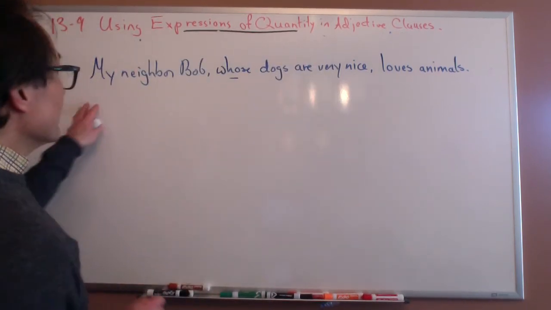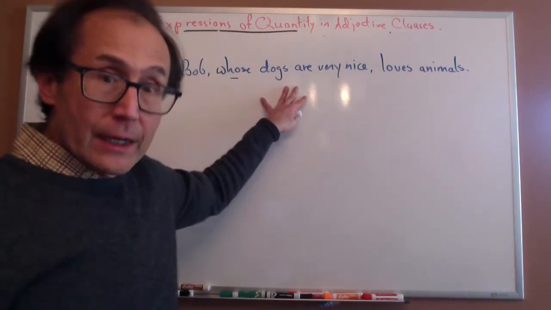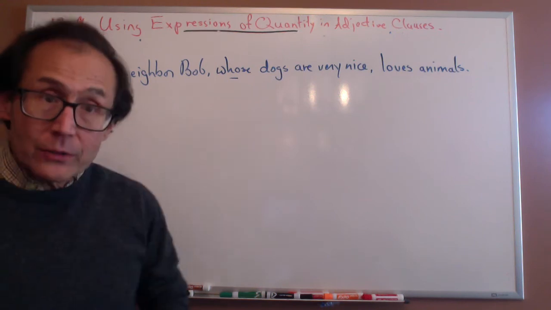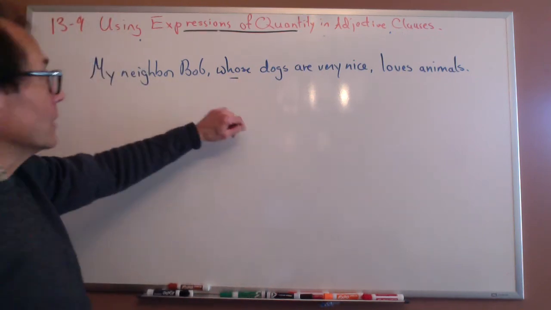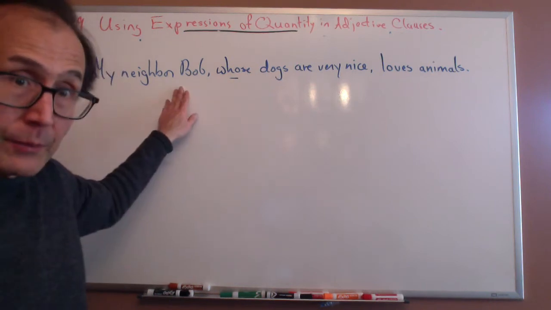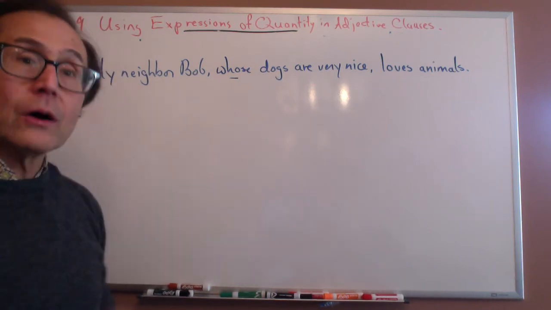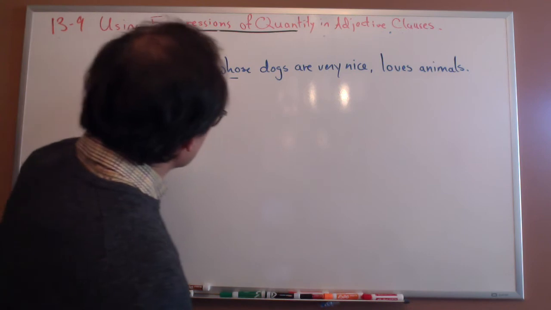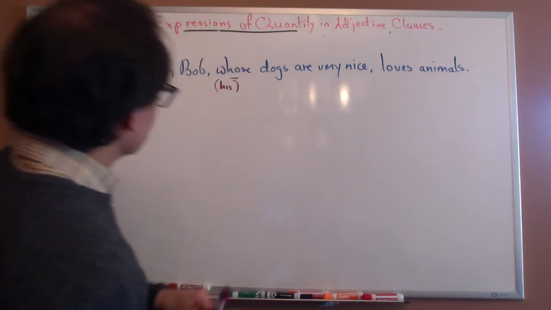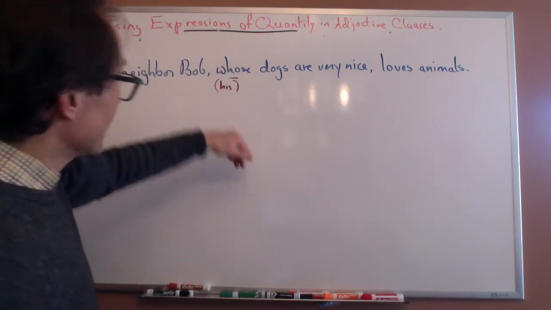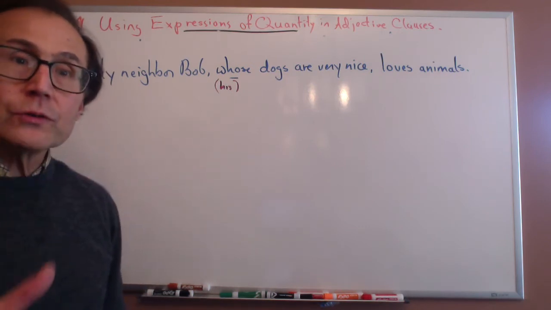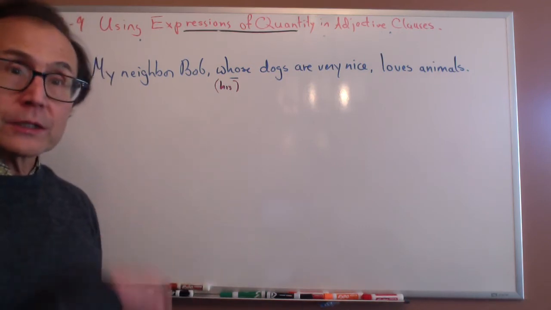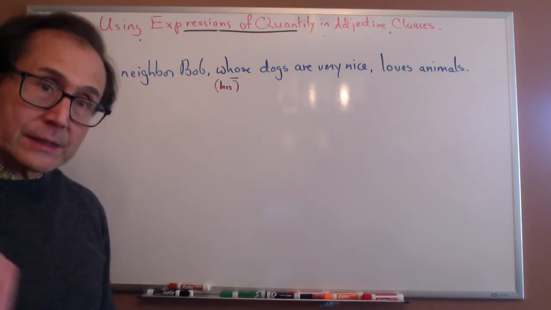So, my neighbor Bob, whose dogs are very nice, loves animals. So, when an English speaker hears this sentence, they know, oh, the dogs belong to Bob, because whose shows ownership. It's a little bit like saying his. My neighbor Bob loves animals. His dogs are very nice. So, whose shows that the dogs belong to Bob, similar to the way that his does.